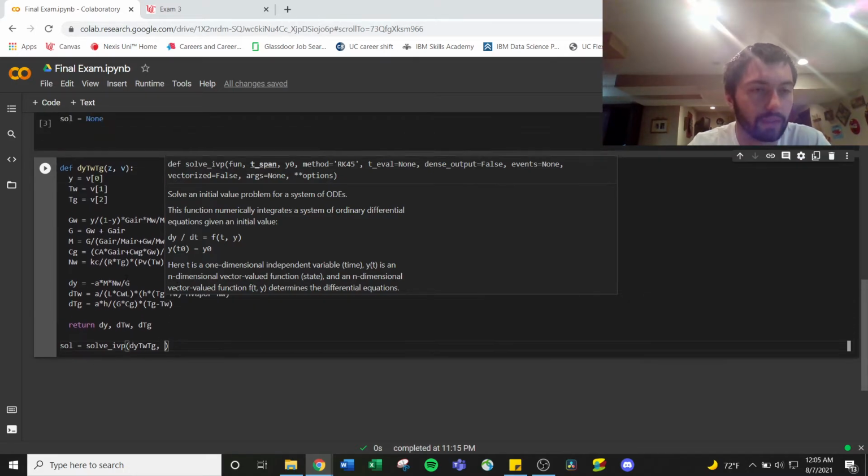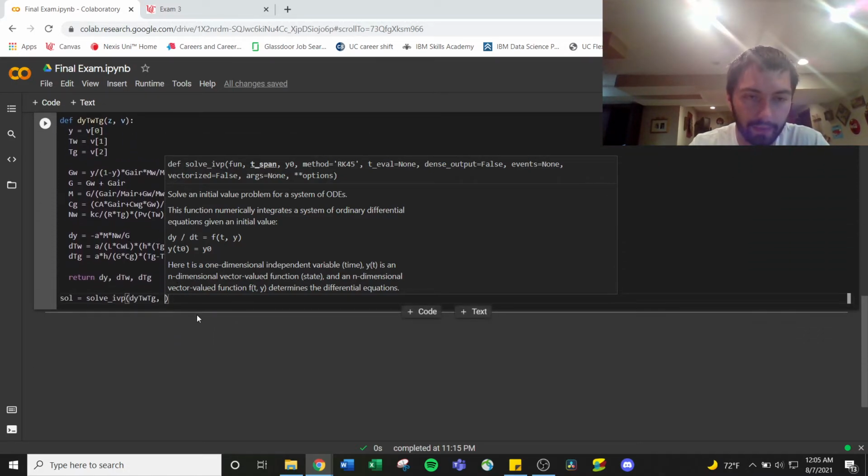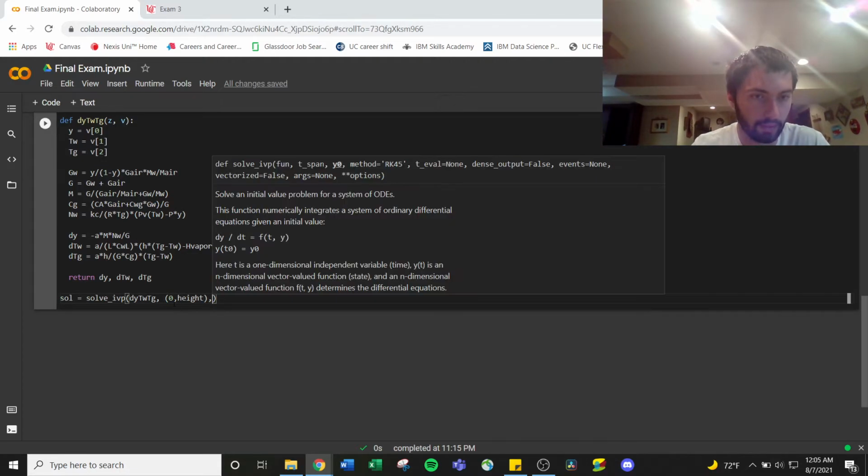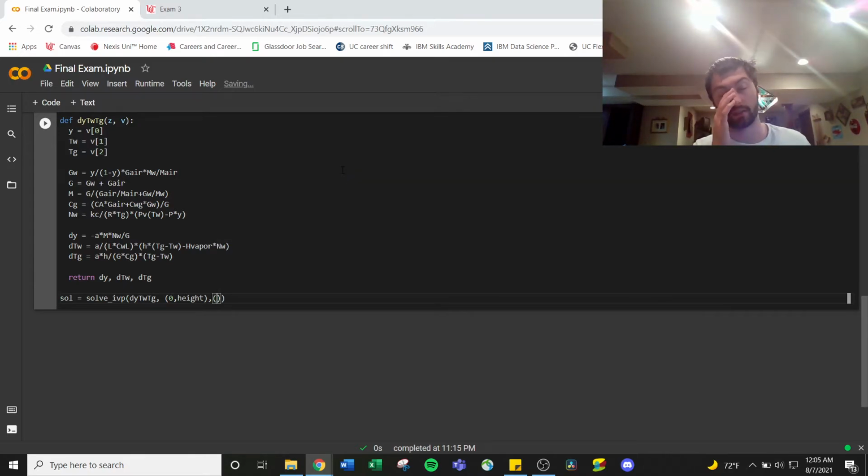Or not z plot, well, what did we name z plot? Well, our t-span we can just say is 0 to height. So now we want to give it our initial guesses. We know our water going in at a position z equal to 0, the temperature of our water, but we don't know the temperature of the gas leaving, and we also don't know the molar concentration of water in that gas phase, so we'll have a little bit more work to do there.